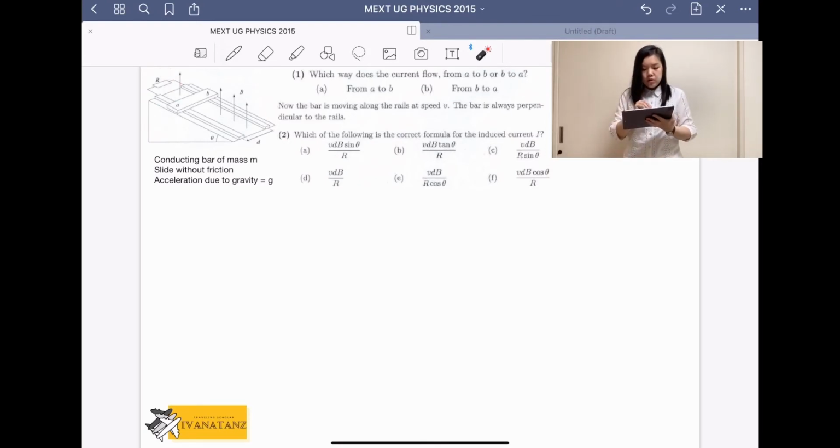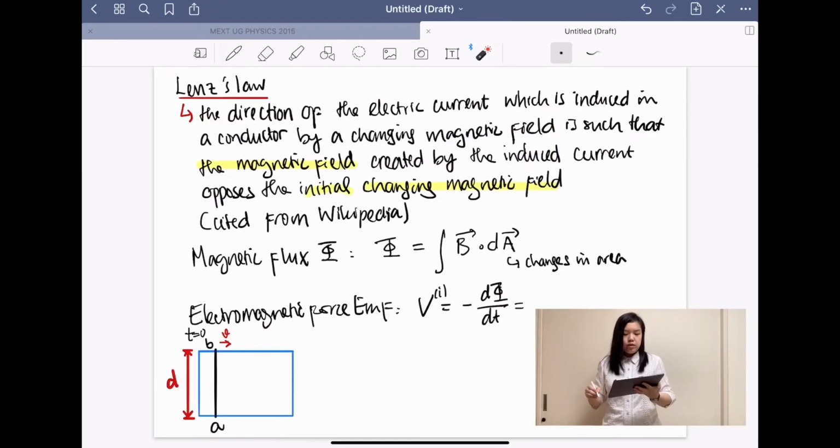So the first question is, which way does the current flow, from A to B or B to A? Here we need to recall Lenz's law. Before we use Lenz's law, let's review it a bit. So here it is. Lenz's law is this. I took it from Wikipedia. But the important thing is it will create an induced magnetic field that opposes the changes of the initial magnetic field.